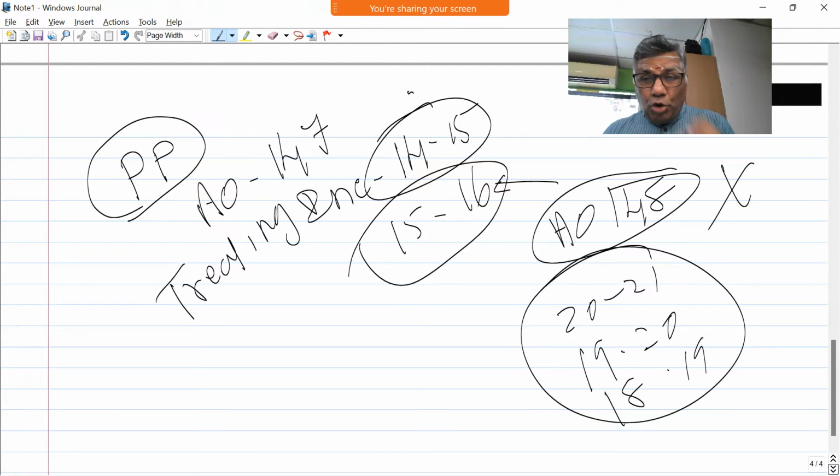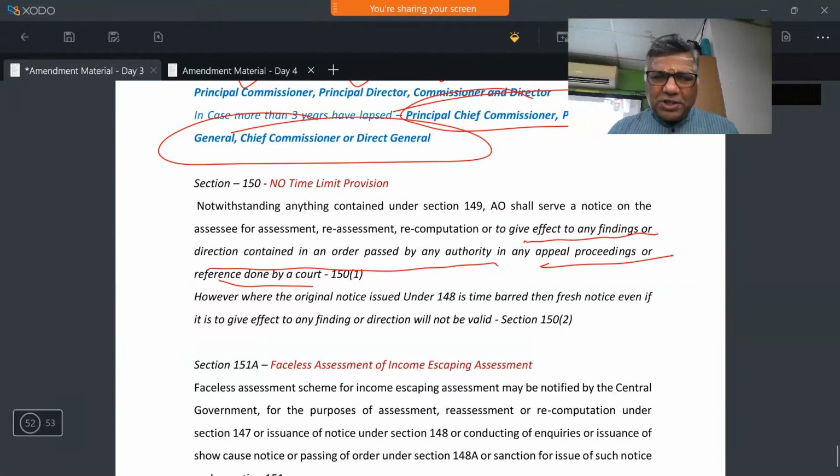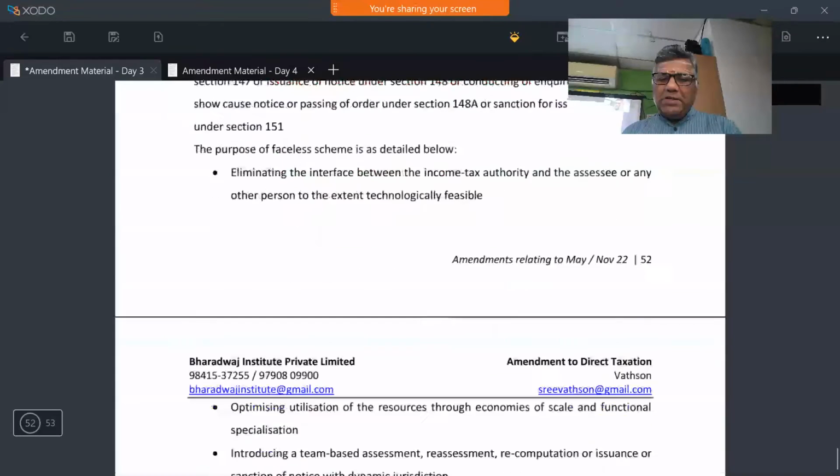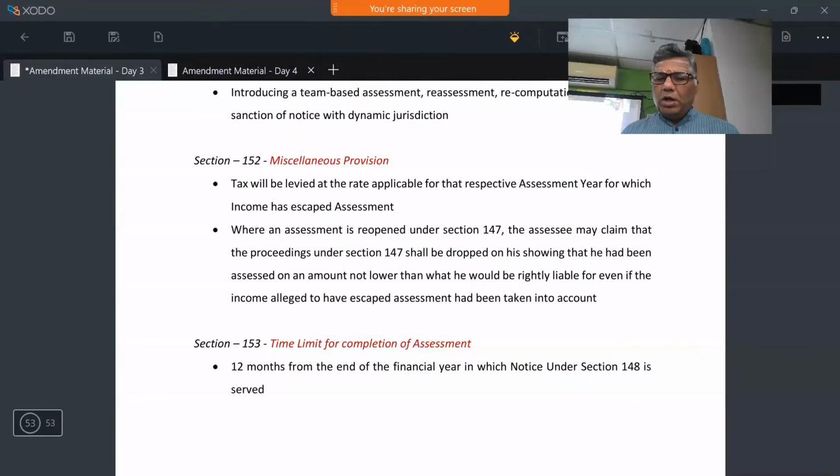The AO took recourse in this section. I have not opened your case due to anything. It is to give effect to the findings of a direction contained under the order passed in the appeal proceeding. So it is not me, it is the appellate authority which asked me to open, so I will open. This is a no time limit provision. Faceless assessment is yet to be notified for this particular section.